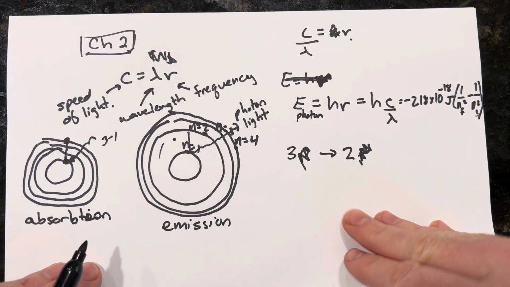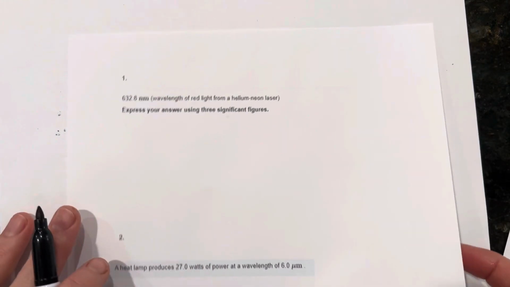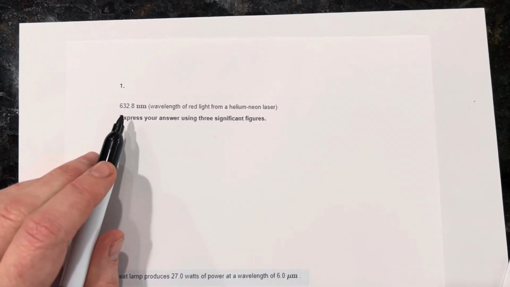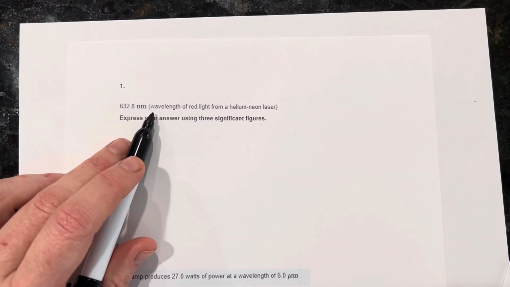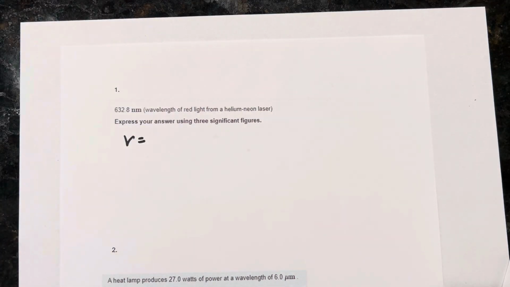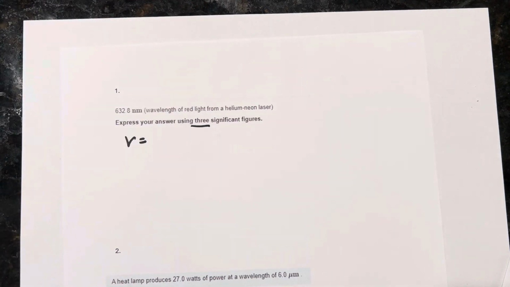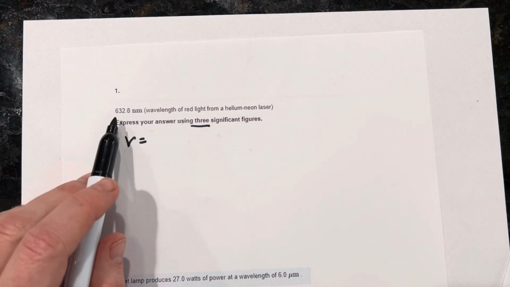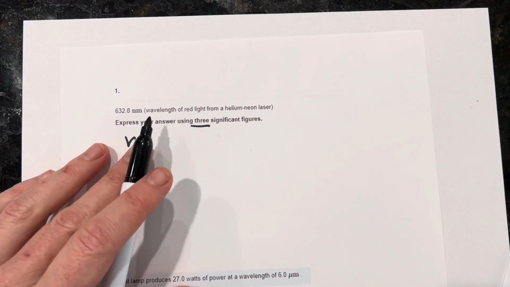So the first question said, very hard to see here, but it says you've got 632.8 nanometers. And it wants you to give it the frequency. And it says use 3 sig figs. That's just because the speed of light actually only has 3. So let's go through and do it real quick.